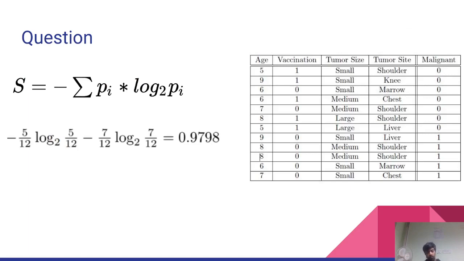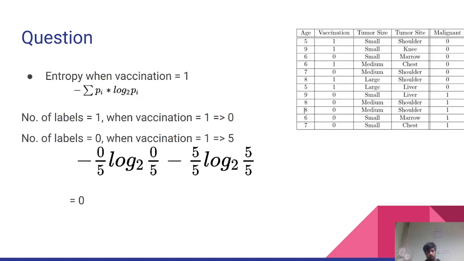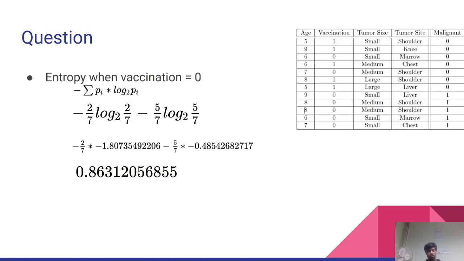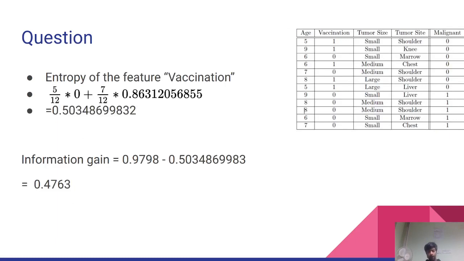Can you go to the next slide? Yes, this one, where you got the final answer. Here: 5 by 12 into 0 plus 7 by 12 into... Okay. So 0 is for when vaccination equals 1, and this one is for when vaccination equals 0, and we are just taking the weighted average.